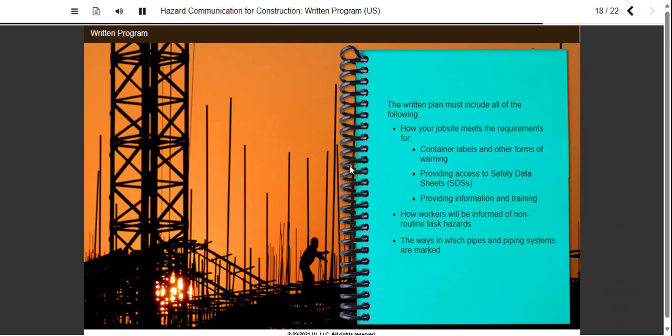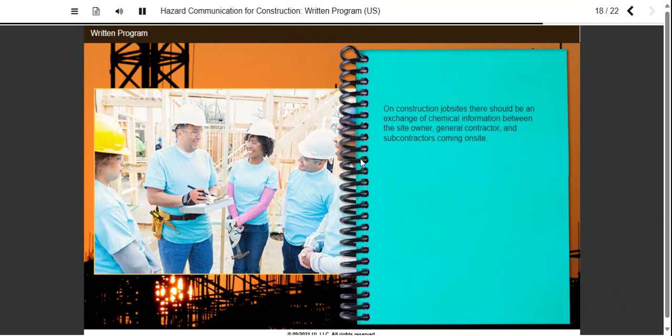Pipes and piping systems containing hazardous substances or transporting substances in a hazardous state must be labeled according to the standard's requirements. On construction job sites, there should be an exchange of chemical information between the site owner, general contractor, and any subcontractors coming on site. The point is, you can be affected by chemicals present and being applied by other parties, so you have the right to know about those chemicals. Other parties also have a right to information about chemicals your company has on site or will be using.